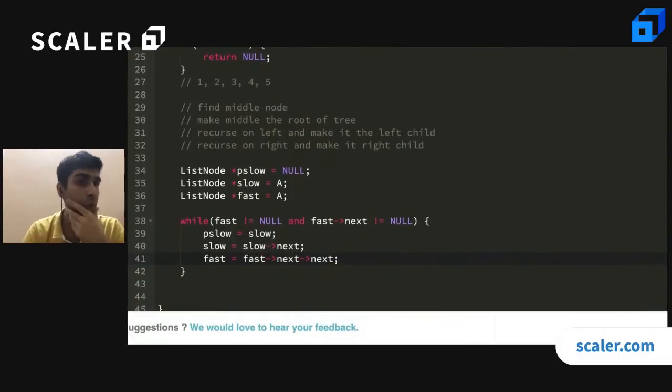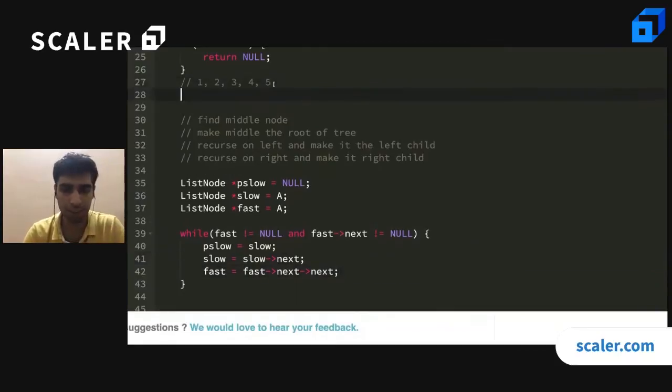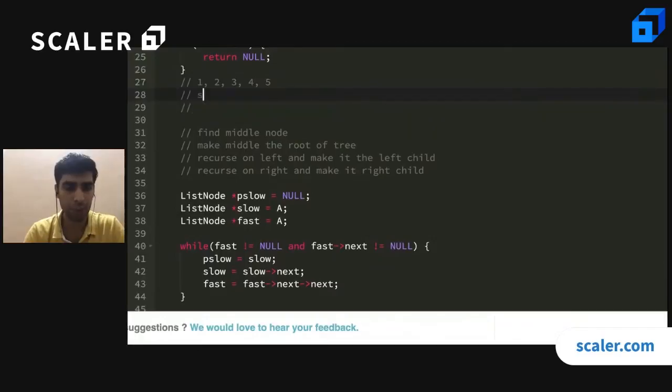The slow will point where? Okay. Suppose our slow was here initially, and fast was here. Now fast will go here while slow will go here. Then fast will go here and slow will go here. So slow will be pointing to the root node. If the number of nodes is odd, finally, slow will be pointing to the root node. Okay, so that case is fine.